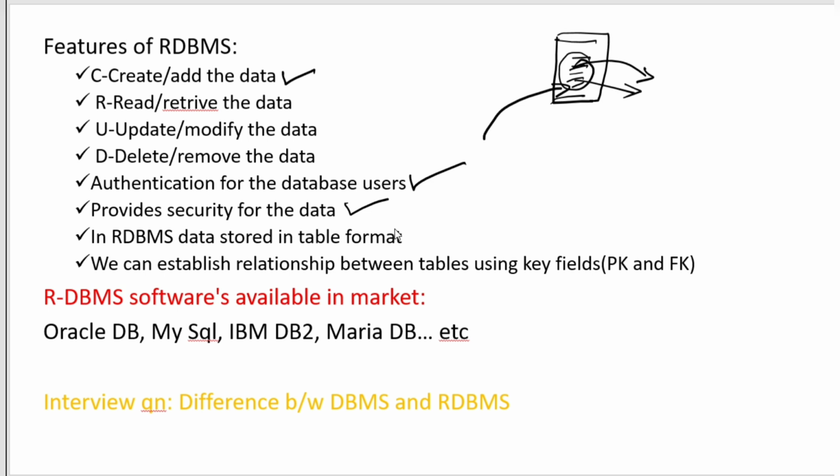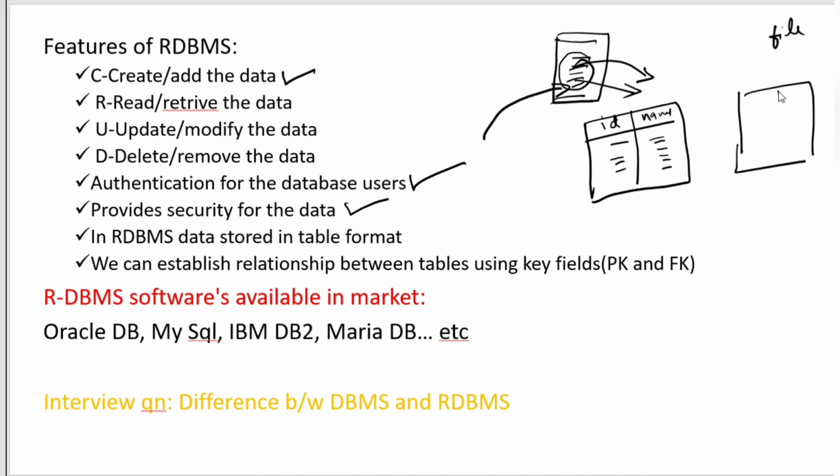In RDBMS, data is stored in table format. In DBMS, the data will be stored in what? File format. Here, the data will be stored in table format: ID, name, etc. We can establish a relationship between different tables by using key fields. Key fields, nothing but a primary key and foreign key. We're going to discuss what you mean by this primary key and foreign key in the upcoming classes.